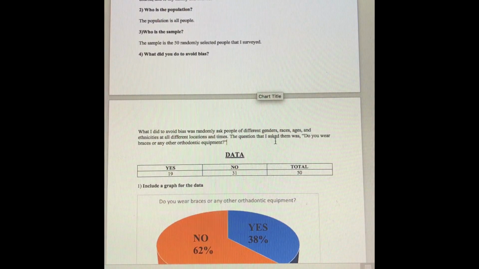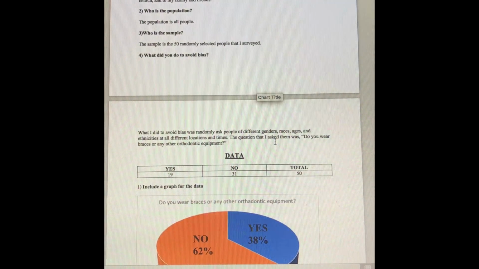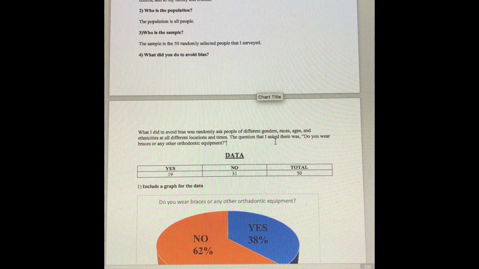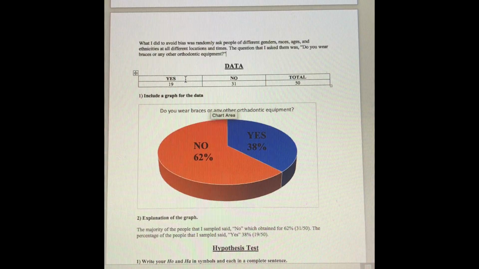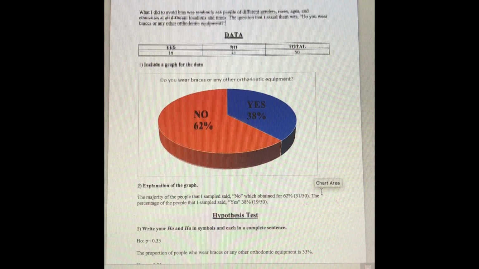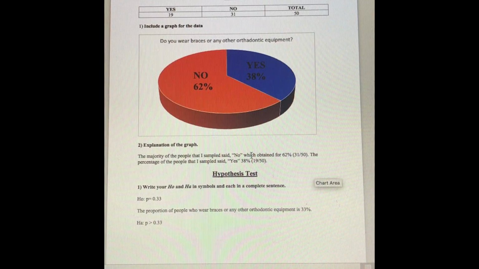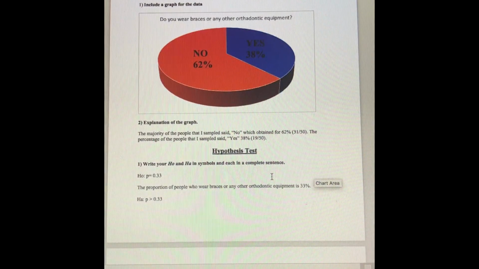And to avoid bias, I asked people of different genders, races, ages, and ethnicities, all at different locations and different times. Here I have a chart of that data of the people who said yes and no. Here's a pie chart of that data. Here's an explanation of the graph, which showed that 31 out of 50 people said no, and 19 out of 50 people said yes, they do wear braces.